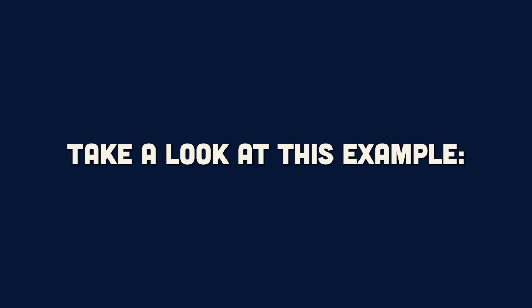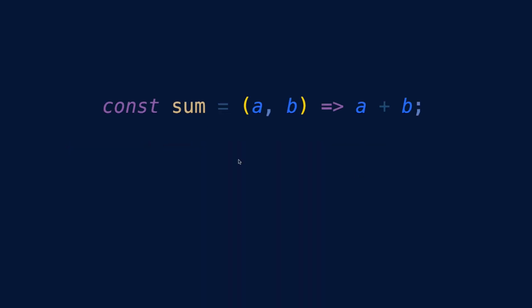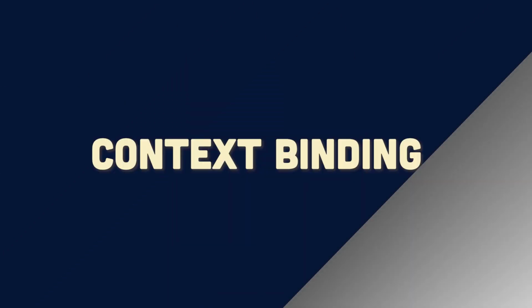Take a look at this example. In this example, we defined an arrow function called sum that takes two parameters, a and b, and returns their sum. Arrow functions make our code more readable and help us write functions quickly. Pretty neat, right? Now, let's move on to context binding with arrow functions.